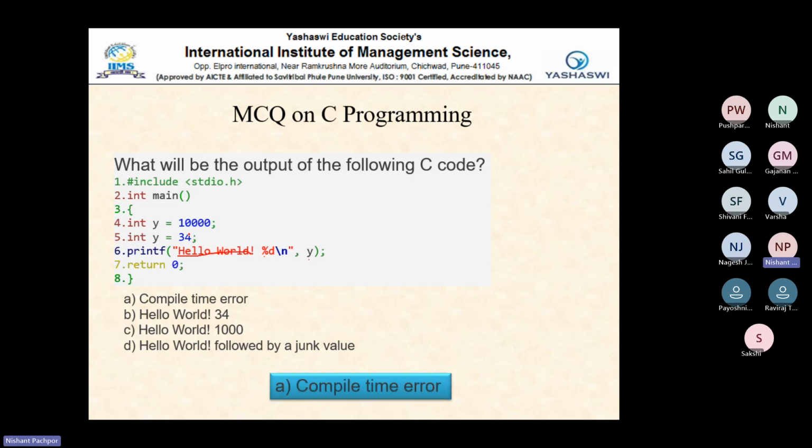Or is it a compiler error? Why? Hello World 34 is the answer. It would be a compile-time error if y had two distinct values, for example 10,000 and 34. That's why it would be a compiler error.